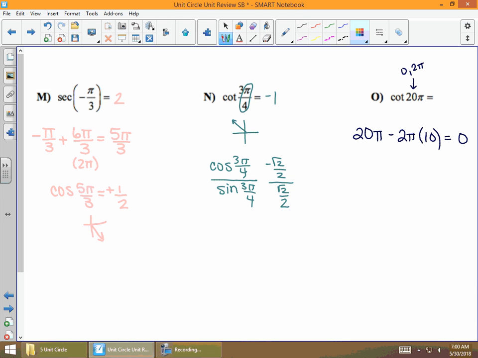And now, since we're doing cotangent, remember cotangent is cosine over sine. I always do that ratio for cotangent, cosine over sine. For tangent, sine over cosine, if I'm dealing with a quadrantal angle. Cosine of 0 is 1. Sine of 0 is 0. And so cotangent of 20 pi is undefined.